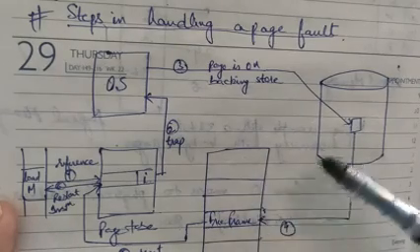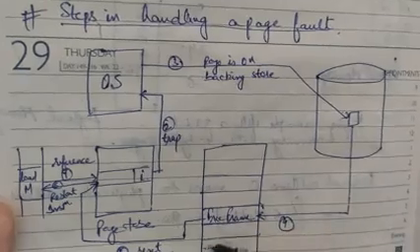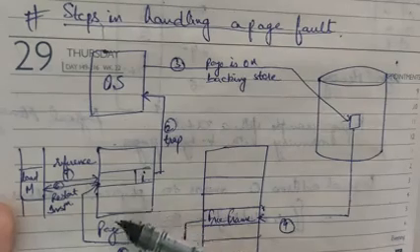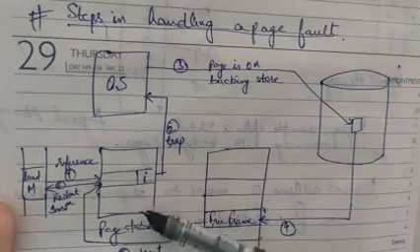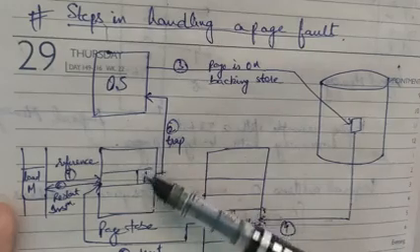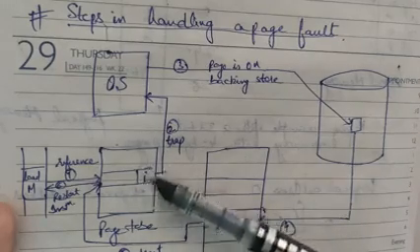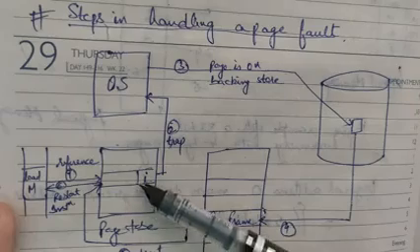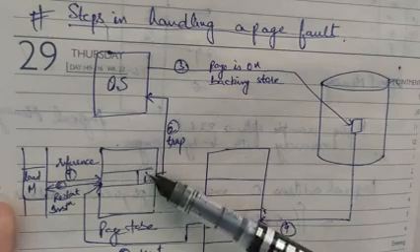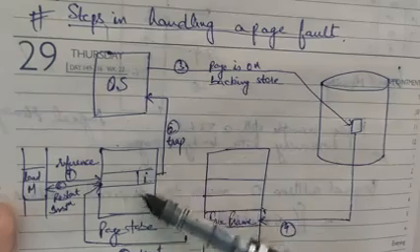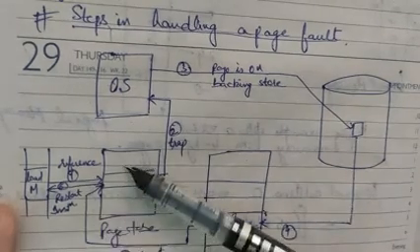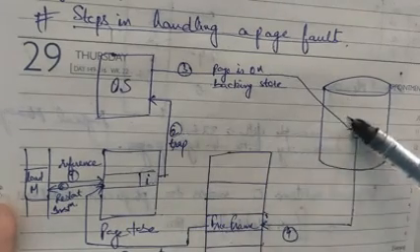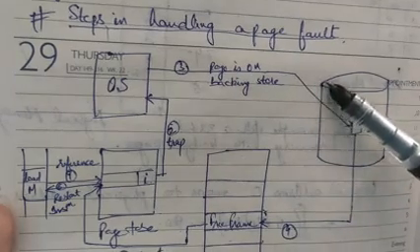After the page is loaded into the free frame, what is the next step? We're supposed to load that page into the page table. That means the page table needs to be modified. Previously this bit was the invalid bit, but after loading that page, it needs to be replaced with the valid bit. That means this page is now in the page table. After that we will be restarting the instruction. Clear? This is how the various steps occur while dealing with a page fault.